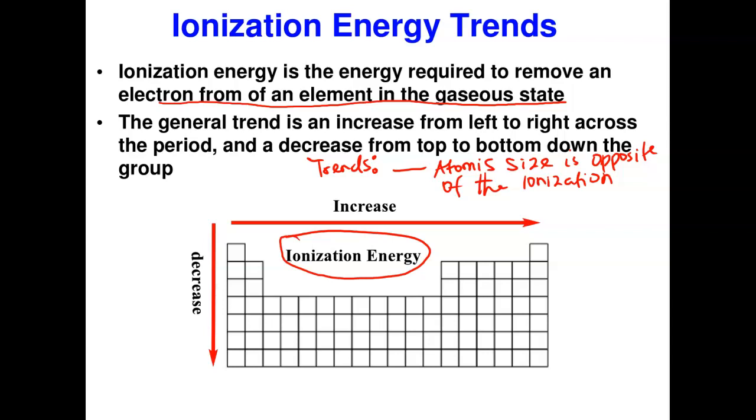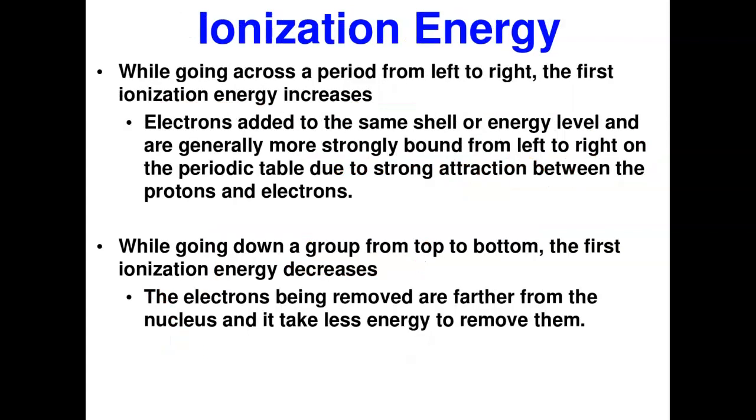On the other hand, if you're going down the group, remember again, you're adding more shells. Going down the group means adding more shells. And the more shells you're adding, what happens? The electron at the outermost shell is actually very far apart. And because it's very far apart, it is weakly held by the nucleus. A little bit of work you do is going to rip it off, and hence the energy decreases as you go down the group. The explanation is on this page.